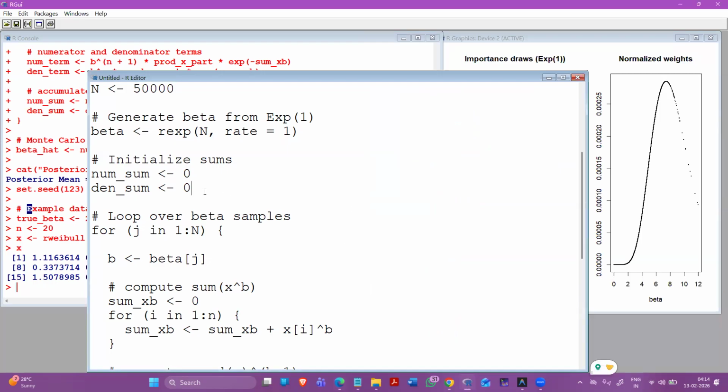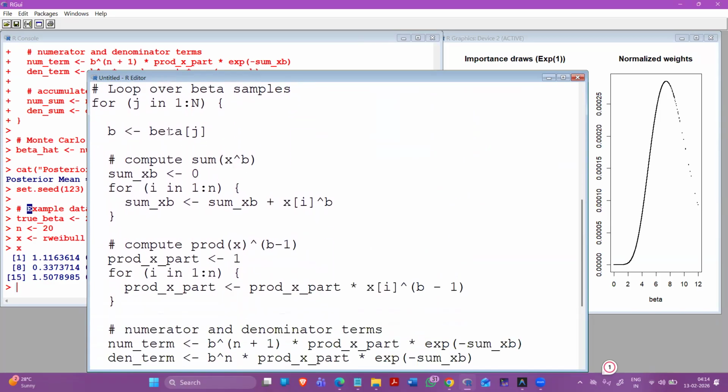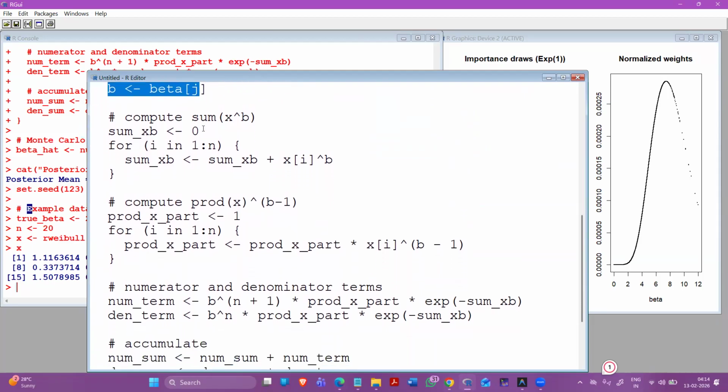So the same thing we are going to do here. We are starting from 0 because we need to take the sum of the numerator and denominator. Here we are going to apply the for loop from 1 to n. N is our 50,000 iterations, and then we are going to put all 50,000 observations here in beta, in B. Before that, we need to find the sum and the product of xi, because 20 xi are there, right? Every time we need to multiply these 20 observations, or not.